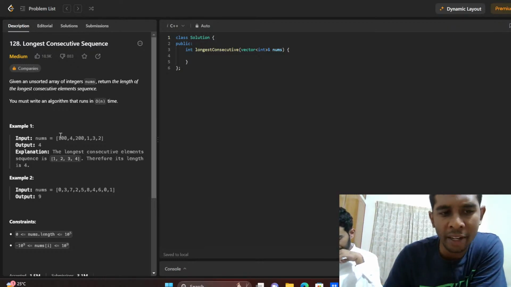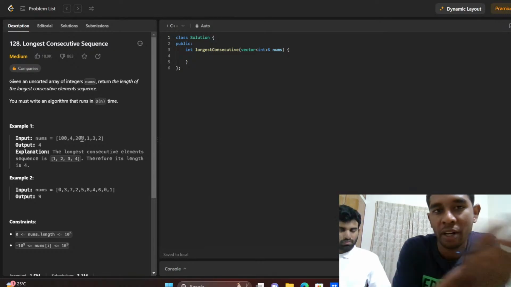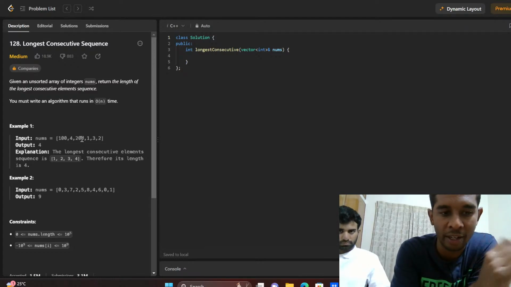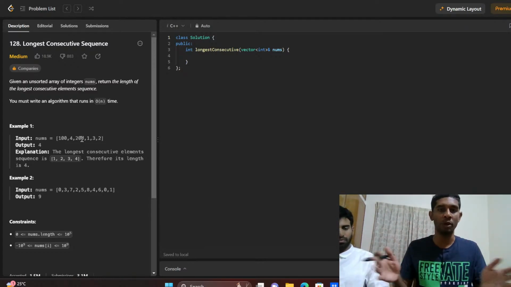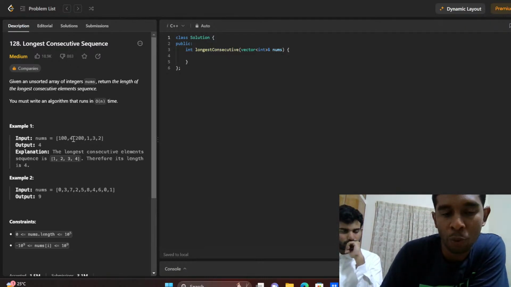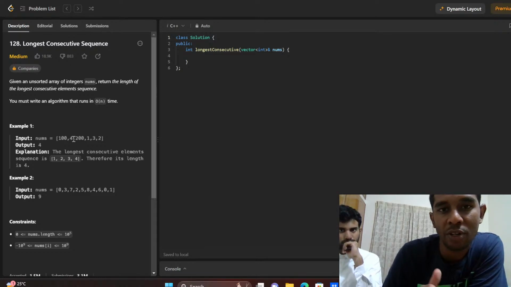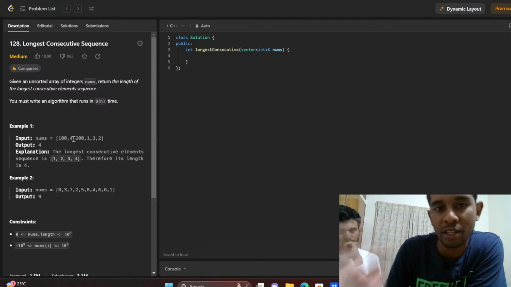And here 100 doesn't have anything around it. We don't have 99 or 101 or things like that. Again for 200 we don't have 199, 201, nothing like that. So a consecutive sequence means all these numbers differ by 1. For example, if I had 1, 2, 3, but instead of 4 I had 5, then 1, 2, 3 is one consecutive sequence, and 5 is another consecutive sequence, right?